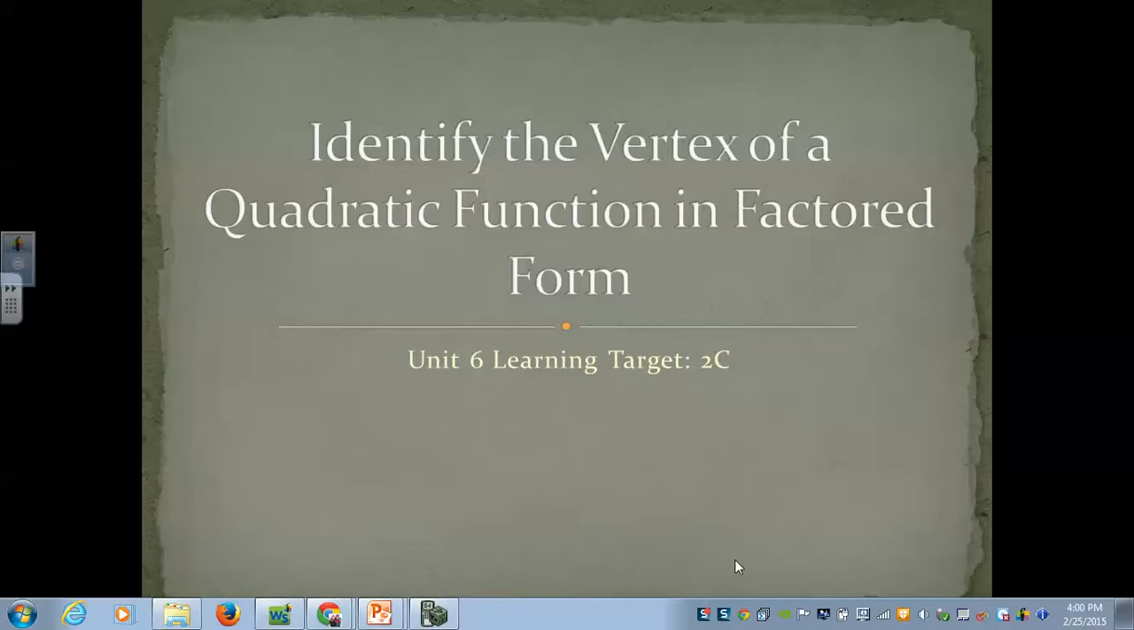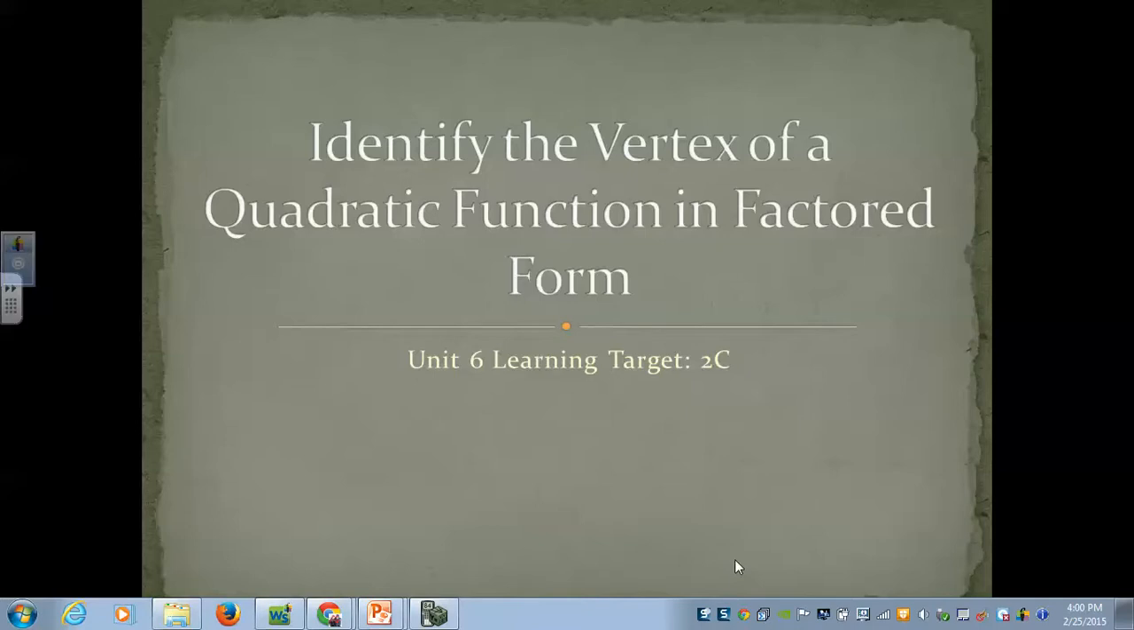Hi, this video is going to focus on identifying the vertex of a quadratic function in factored form. For this unit, this is our learning target 2C. The reason it's 2C is because we have already talked about identifying the vertex of a quadratic in standard form and vertex form.